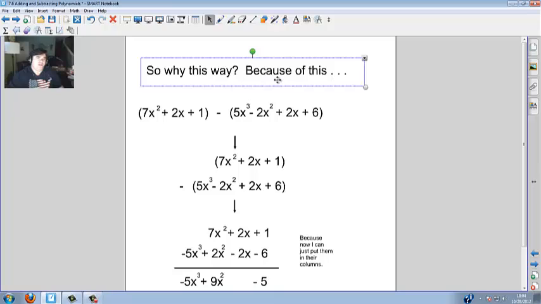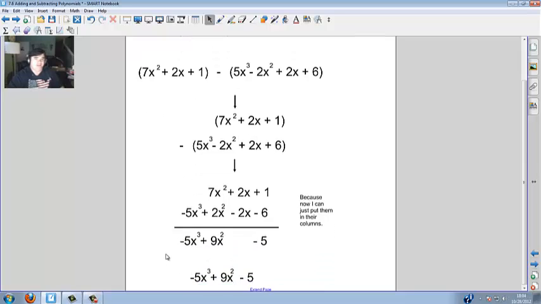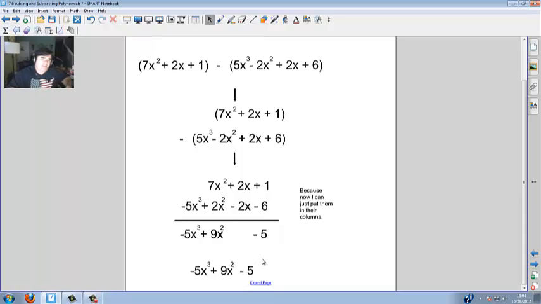So why this way? Because of this. If I stacked these two together, and this is a larger polynomial, I put the negative here. I'm just going to change it to a plus, but switch all the signs as I do down here. And now I can just add up and down. 1 minus 6 is negative 5, 2 minus 2 is 0, 7 plus 2 is 9, and negative 5 just stays negative 5. If you ask me, it's a lot easier to navigate it.